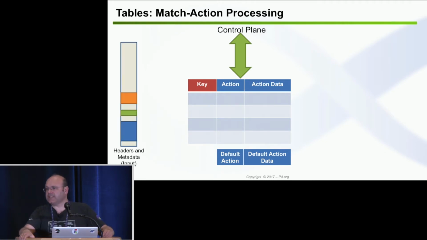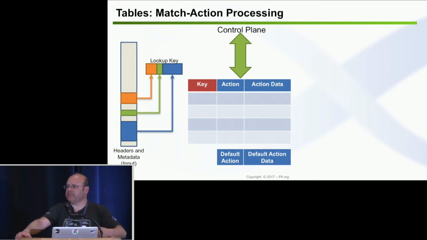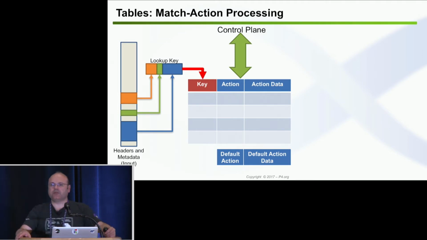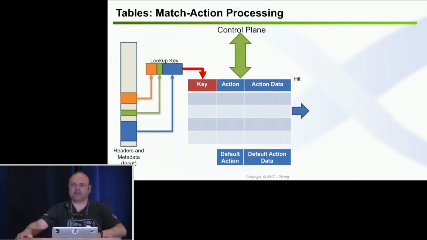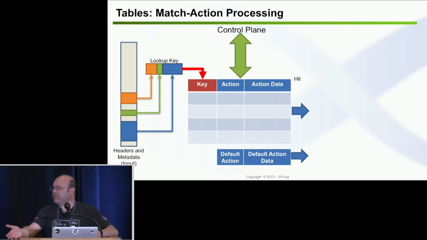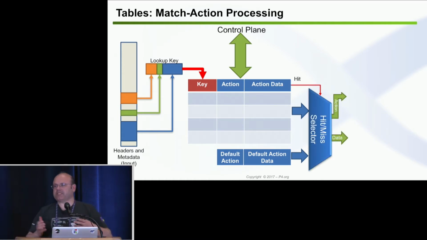Then the headers and the metadata arrive, and you can choose what you want to use to perform a lookup. So the chosen members of the metadata or the headers form the lookup key, and then that lookup key is used to look up the table. And then if the table is hit, the action that sits in that entry and the action data will appear on some sort of a bus. Or if the table was not hit, then they will come from the default entry, so the default action and the default action data. And obviously there could be some sort of a device that, based on the hit, will choose one from the other.